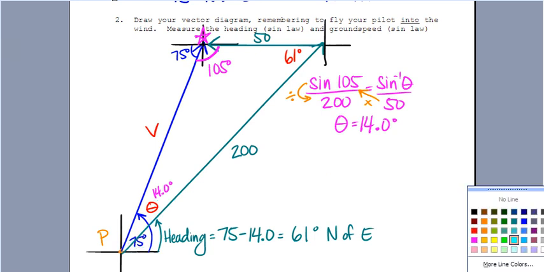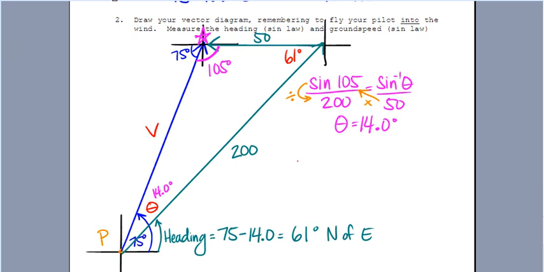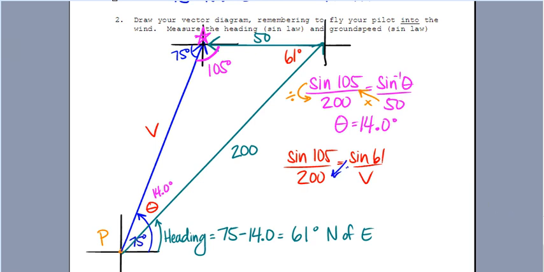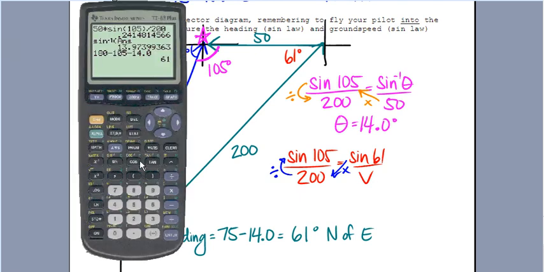Let's set up our second sine law calculation then, and we will solve for side V. We've got sine 105 over 200. I'm going to stick with that known pair. And now we've got a sine 61 over V. We can do that slick little cross multiply and divide. No second function required because we're looking for a side length. Let's try this on the calculator so we don't bugger it up like I did previously.